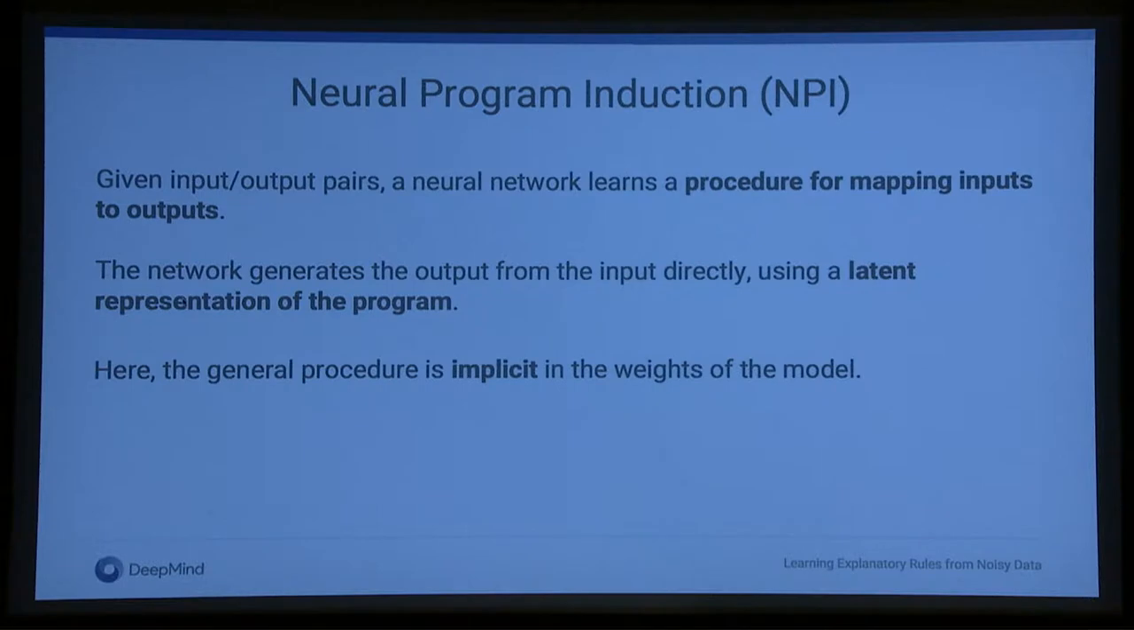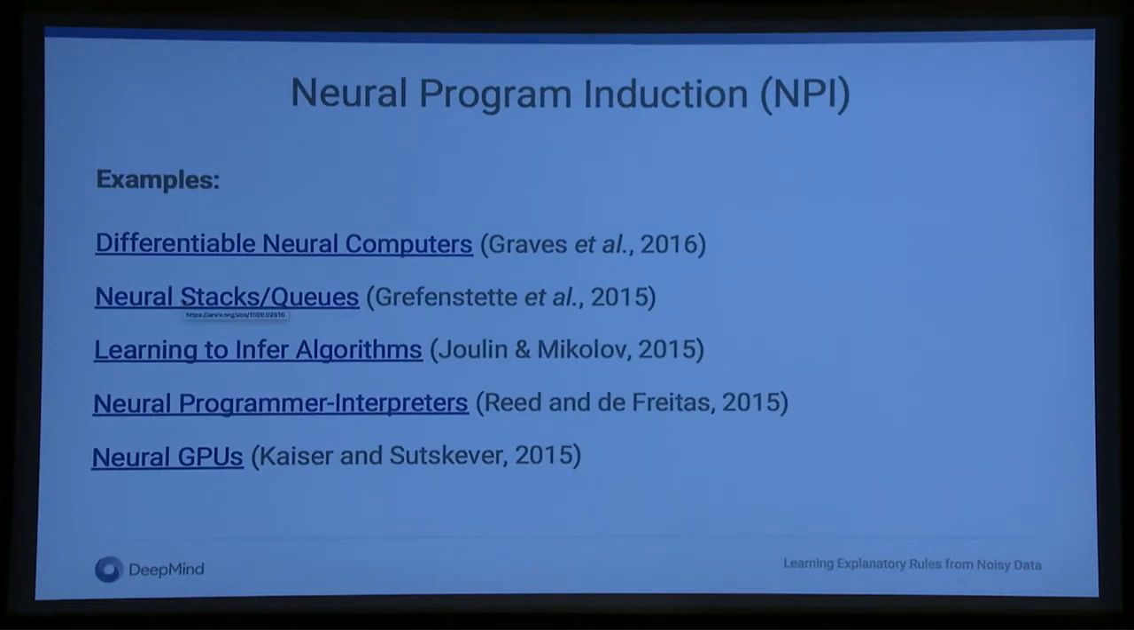Next is neural program induction. Here, given some input-output pairs, a neural network learns a general procedure for mapping the inputs to the outputs. Here, there's no explicit program generated. The procedure is implicit in the weights of the model. These approaches take some low-level model of computation, a Turing machine, a push-down automaton, a cellular automaton, provide a differentiable execution of that, and then learn to execute it. But what they are not able to do is spit out a human-readable program.